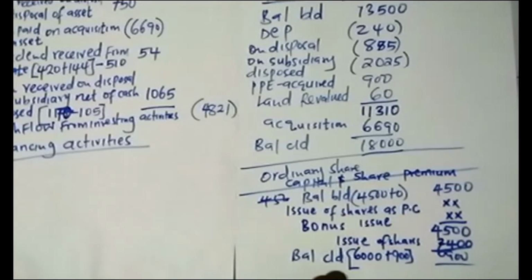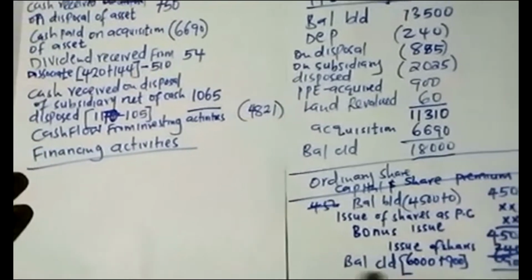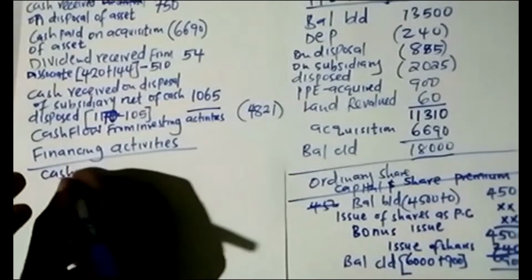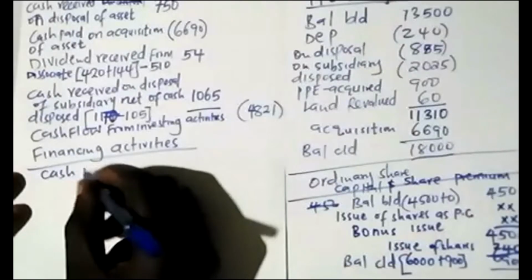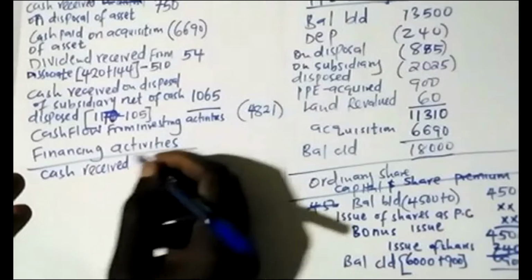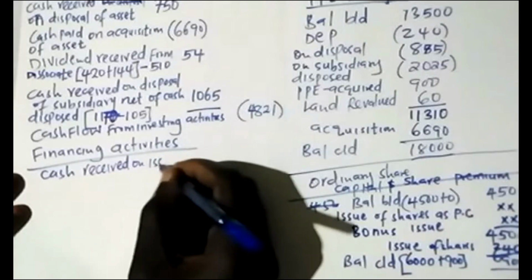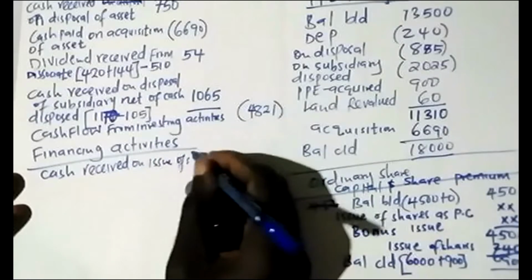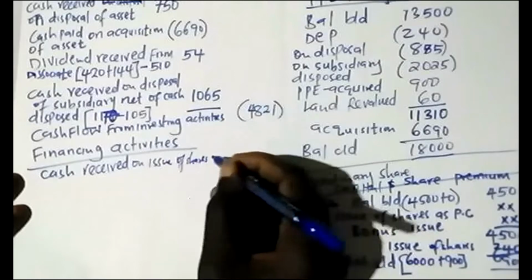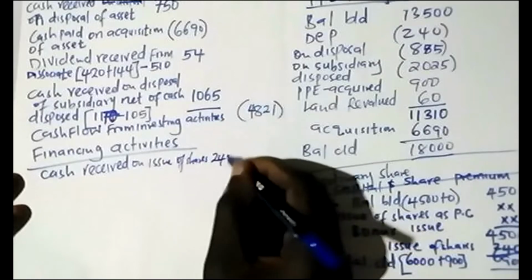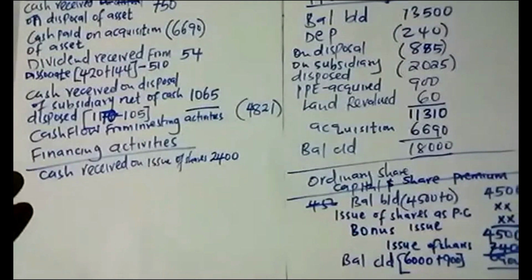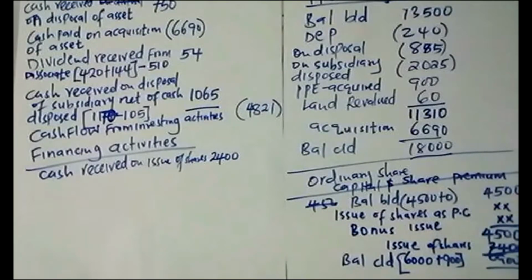So I will say here, cash received. They received the cash when they issued shares. Cash received on issue of shares: the 2,400. After that, we have to move systematically.